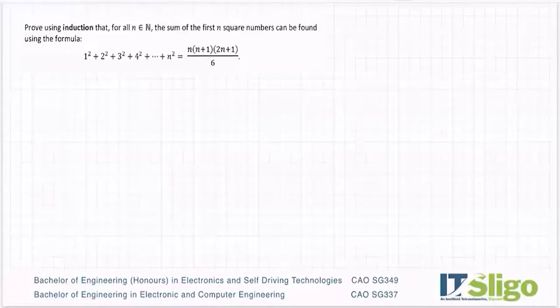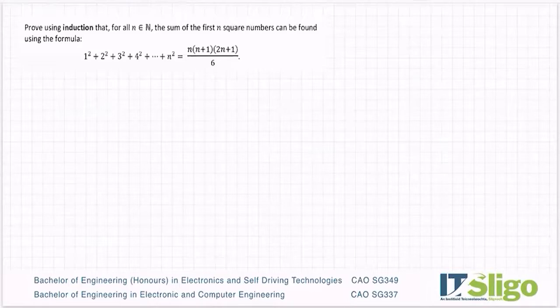Okay, let's try this one. Prove using induction that for all n an element of N, the sum of the first n square numbers can be found using the formula 1 squared plus 2 squared plus 3 squared plus 4 squared plus ... plus n squared equals n times n plus 1 times 2n plus 1 all over 6.